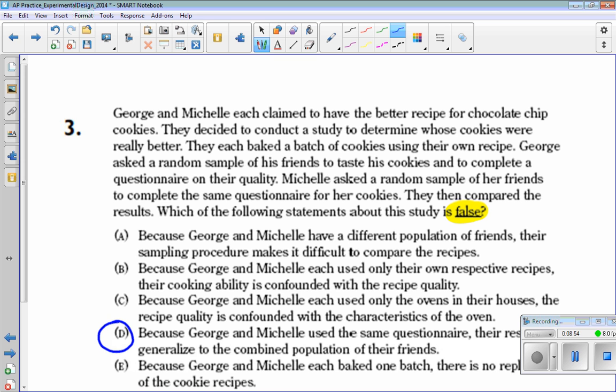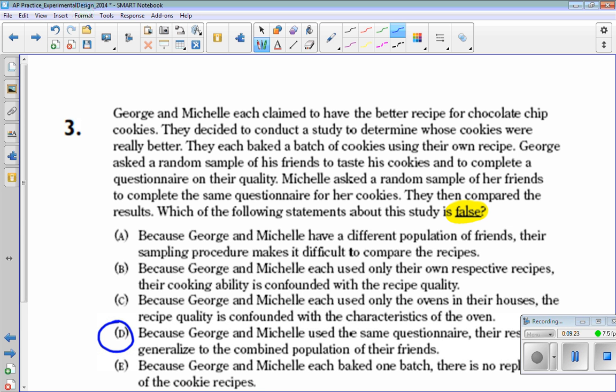George and Michelle have a different population of friends. Their sampling procedure makes it difficult to compare. Could be, right? We don't know who George and Michelle are. They might have different friends. They didn't ask the same people. You can't compare with different samples. Okay? Because George and Michelle each use their own respective recipes, their cooking ability is confounded with the recipe quality.